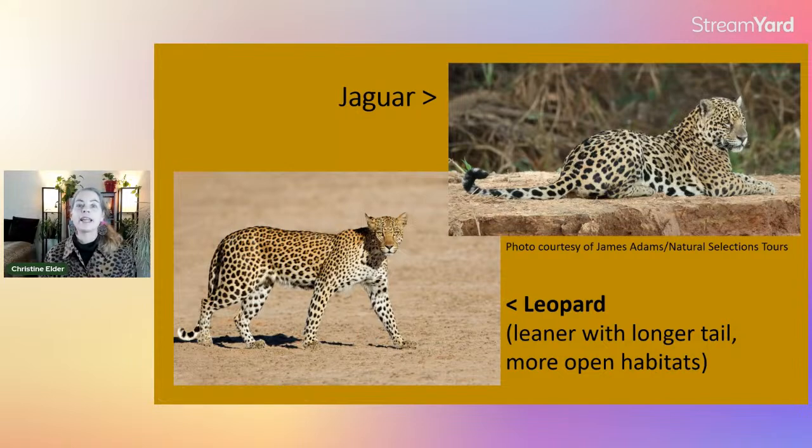So they look a lot more like a cheetah, which is one of their close relatives, another one of the big cats. And they have a longer tail and live in more open habitats.